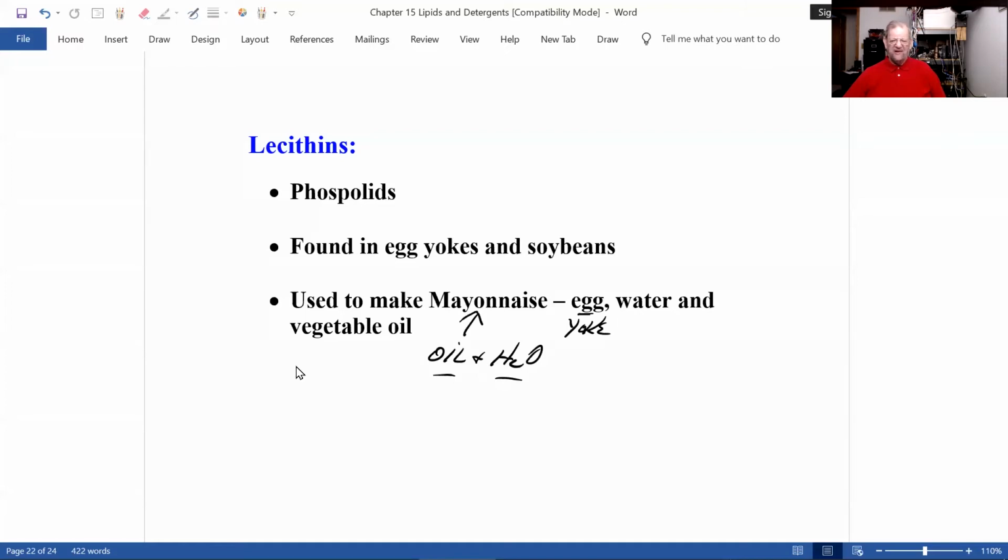I don't think I spelled that right, but whatever. Water and vegetable oil. And, yes, I did spell it right, it's up here. And the lecithin in the egg yolks, the surfactant, helps bring the water and oil together and keeps it together.